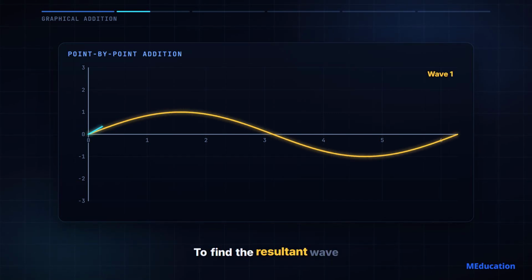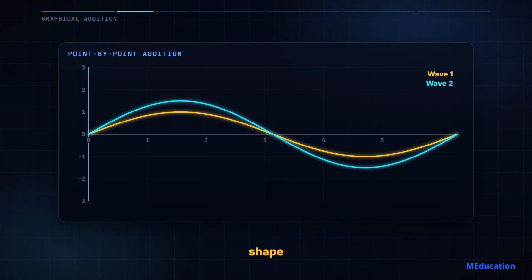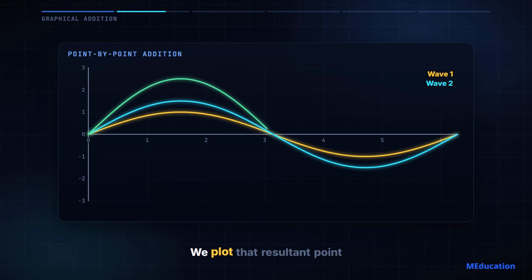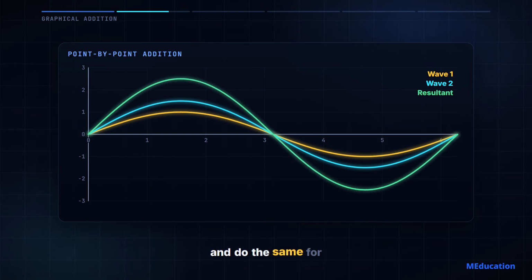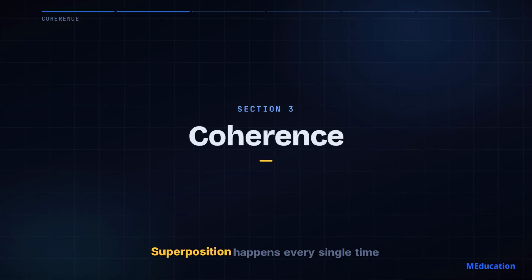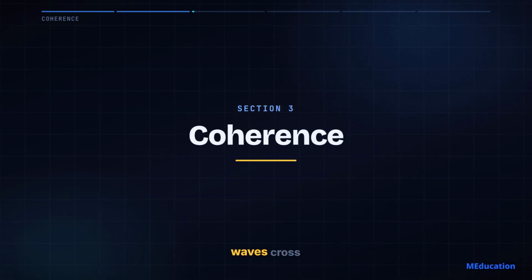To find the resultant wave, we do not guess the shape. We pick a point on the x-axis, read the displacement of wave 1, read the displacement of wave 2, and add them algebraically. We plot that resultant point and do the same for every other point along the axis. Joining these points gives us the resultant waveform. Notice how when two peaks align, they reinforce to create a much larger peak. But if a peak meets a trough, they subtract, causing cancellation. Superposition happens every single time waves cross.